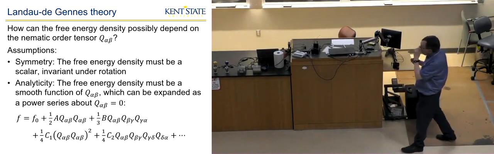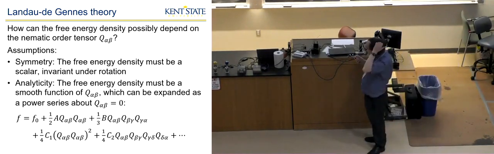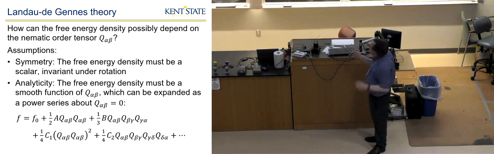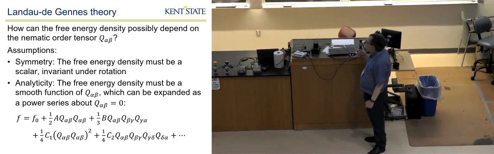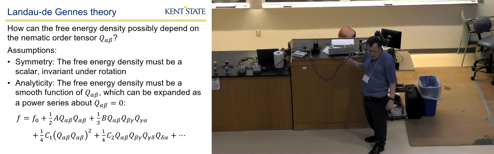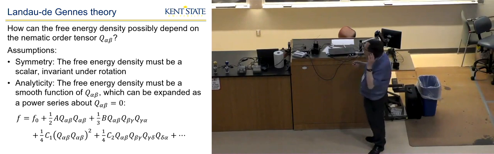So, to do that here in the context of liquid crystals, we're going to say, let's assume the free energy density is a smooth function of this tensor order parameter. What we mean by a smooth function is that it can be expanded as a power series about the isotropic state. So there could be a constant term, a linear term, a quadratic term, third order, fourth order, etc.